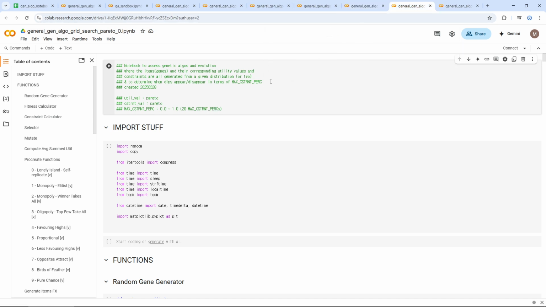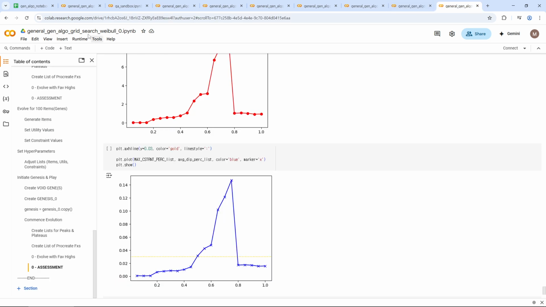This is the fifth one. The sixth one is general genetic algorithm grid search Pareto 0 dash and then general genetic algorithm grid search Weibull or Rebel. I don't exactly know how to read that. I heard Weibull, so Weibull 0.